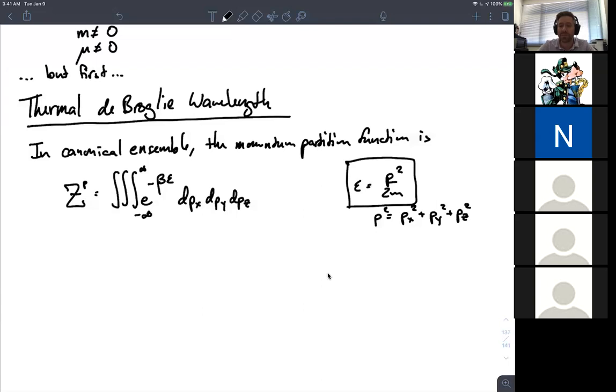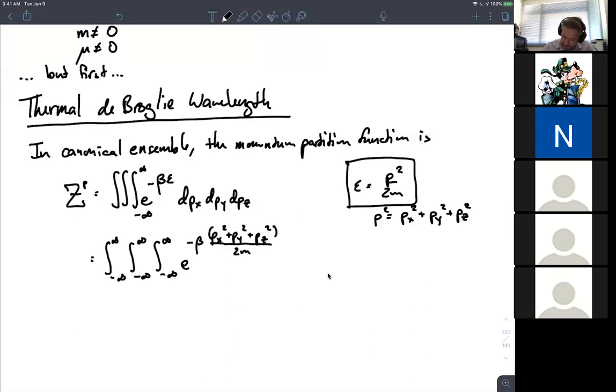Now I'm going to substitute this in for their energy. I'm going to assume that they are free particles, as free as the wind blows. So again, we're integrating from minus infinity to infinity of e to the minus beta times px squared plus py squared plus pz squared over 2m, and then we integrate over px, py, pz.